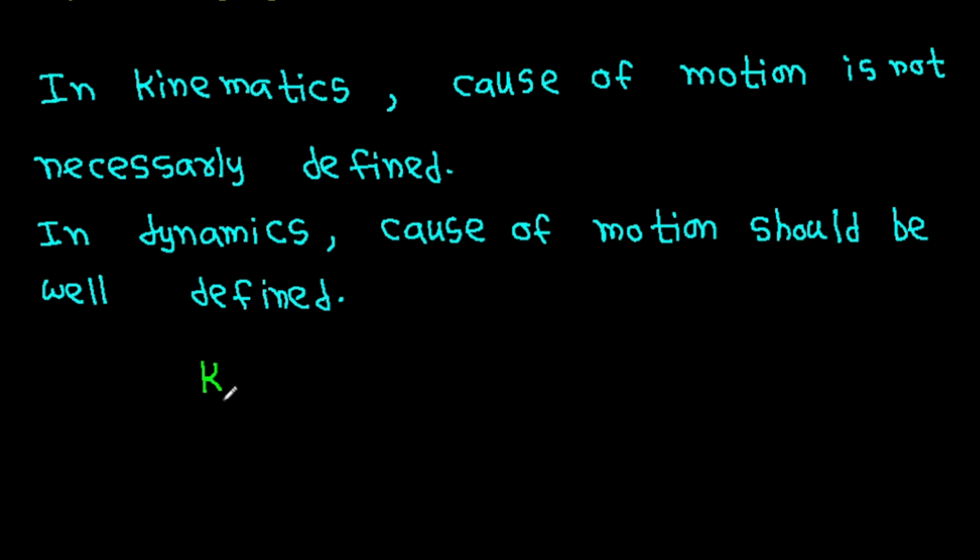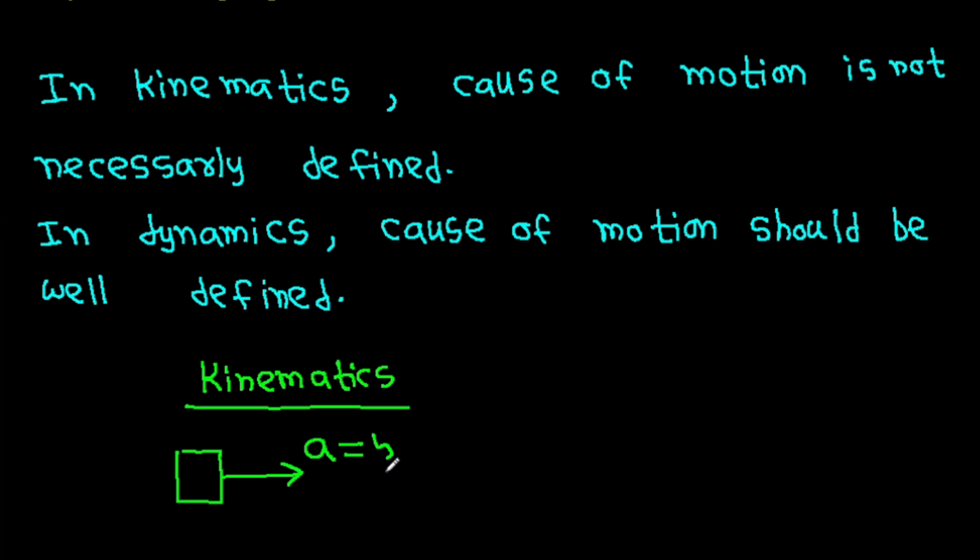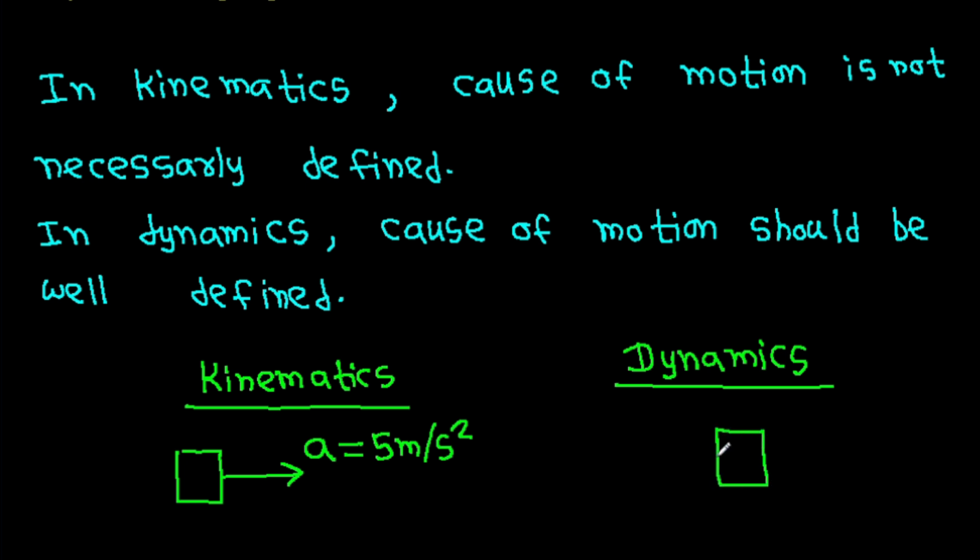That means in kinematics, we might have given an object that is accelerating with acceleration 5 meter per second squared, but in dynamics, if an object is moving with acceleration 5 meter per second squared, then there should be some cause of motion. That might be force in this case.